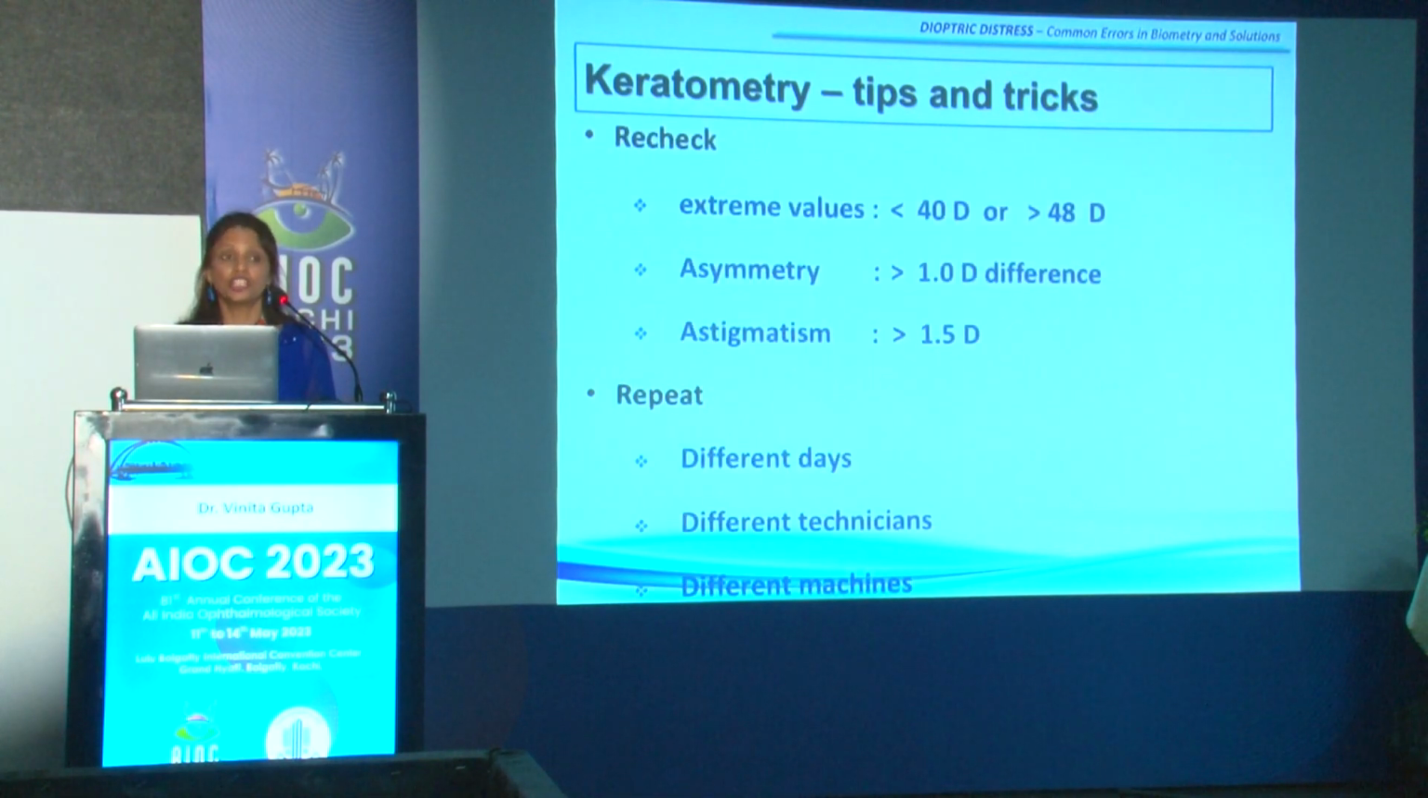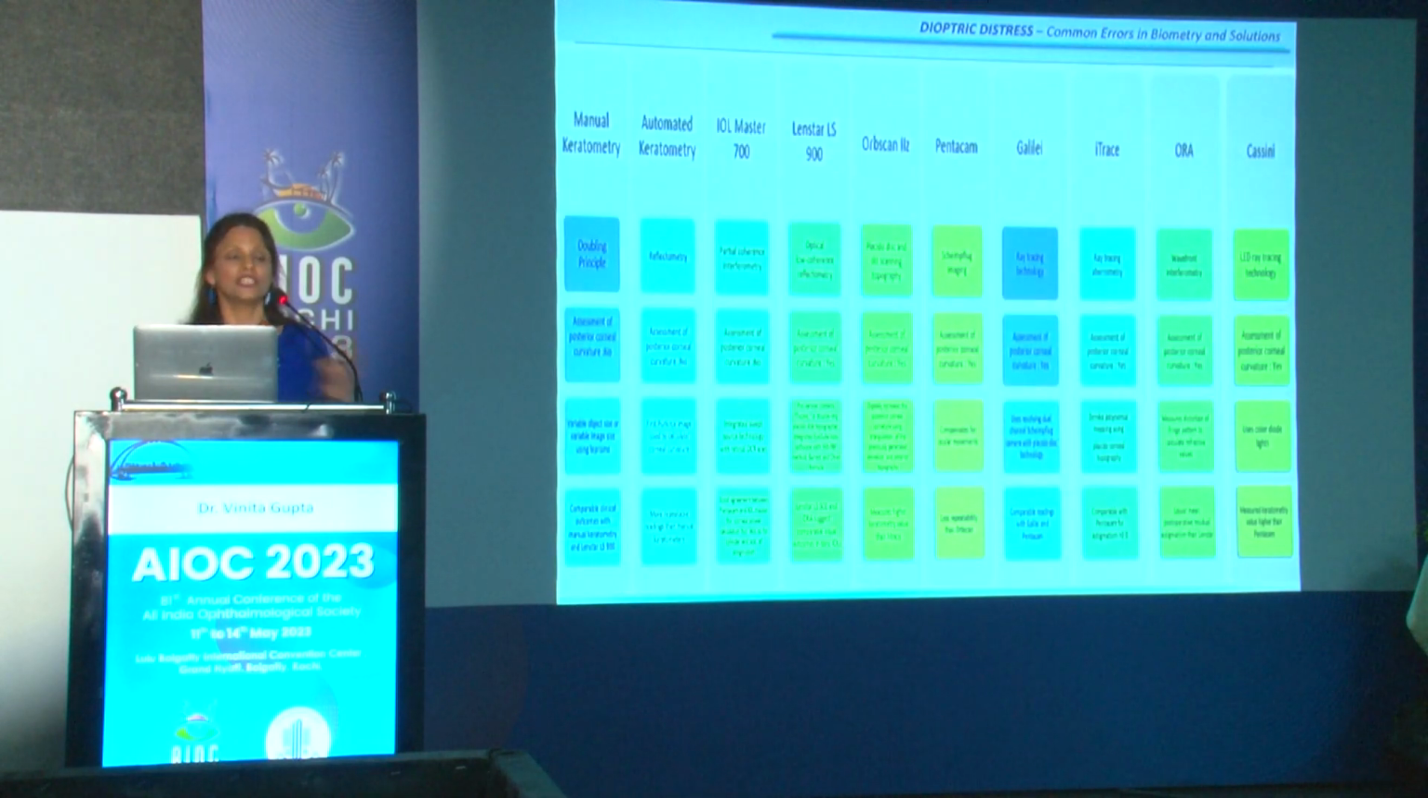So if you have variations beyond this, recheck. Extreme values, less than 40 or more than 48, recheck. If asymmetry between the two eyes is greater than 1, recheck. If astigmatism within the eye is greater than 1.5, recheck. Do it on different days, by different people, and on different machines, where all these machines, as I told you, will come into play.